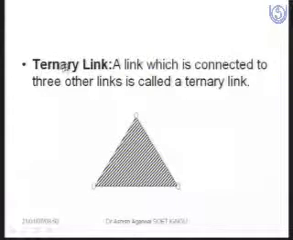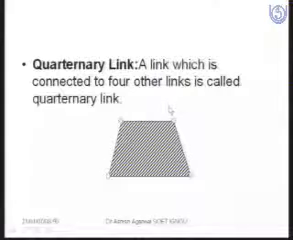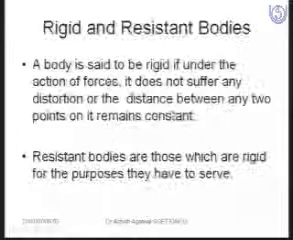Similarly, we have a ternary link, shown by the hashed line, which can be connected to 3 links. So it is the ternary or tertiary type of link. A quaternary link is a link which is connected to 4 links, just like in this example, 1, 2, 3, 4. So it is connected with 4 links, and it is called a quaternary link.